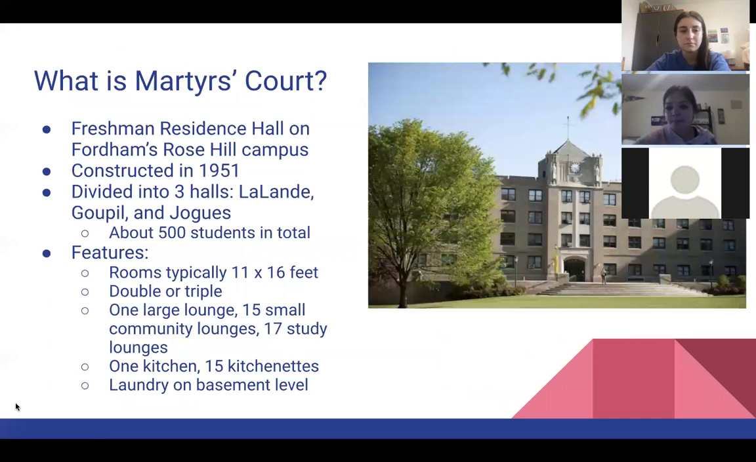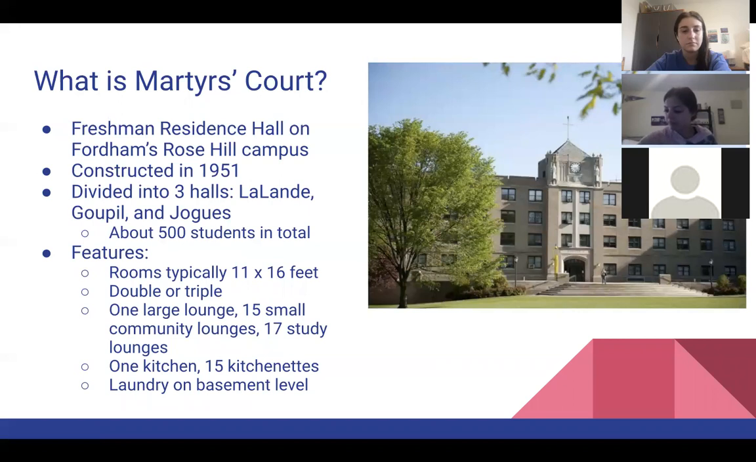So a little bit about Martyrs Court, the building that we audited. It is a freshman residence hall on Fordham's Rose Hill campus that was constructed in 1951, which is notable and should be remembered throughout this audit because it was constructed before the Americans with Disabilities Act was passed. It's divided into 3 halls: Leland, Goupil, and Jogues. And there's about 500 students that live there in total across all 3 halls.